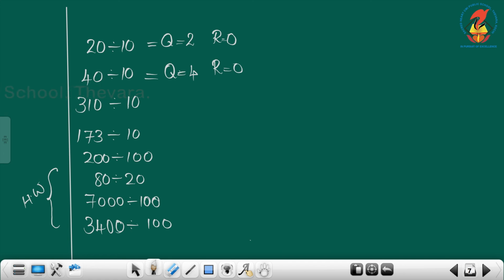We can discuss the division by 100 questions. The 70, what is the quotient here? The ones place and tens place numbers go to what? Remainder. So the remainder we can write here as 0. The other remaining number, that means 70, is the quotient. Okay, here also we can do it.